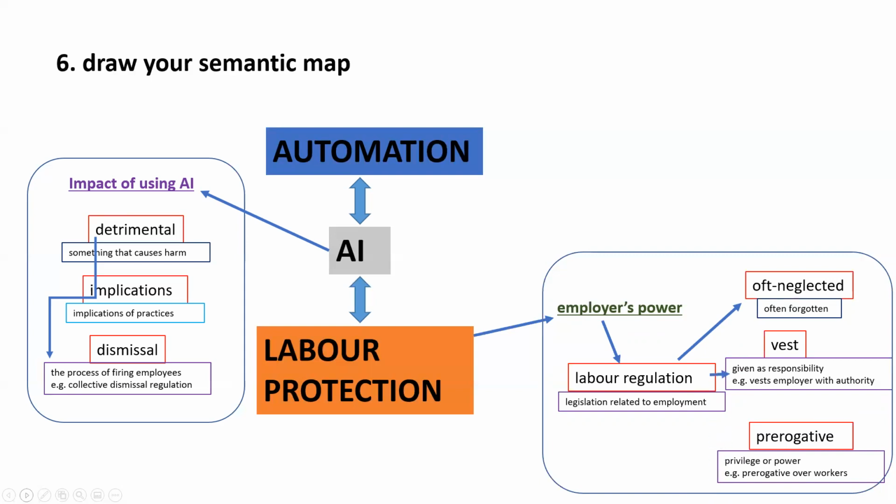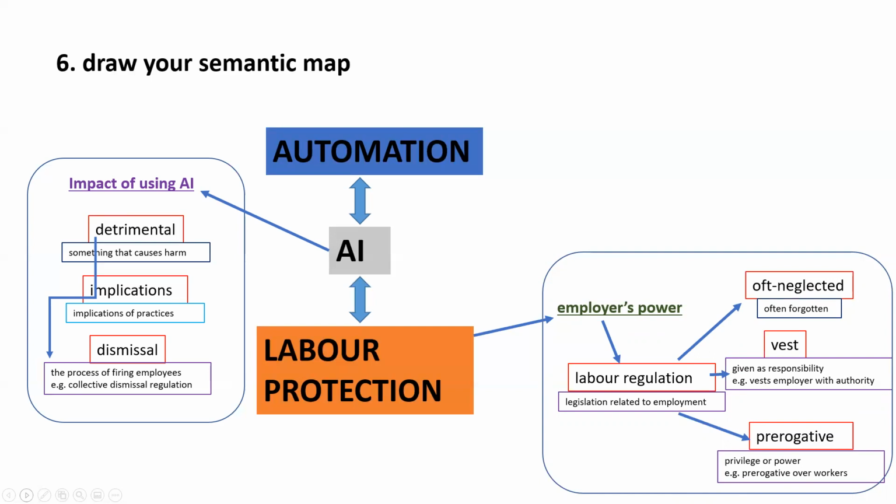And if you just have a look at the word vest, then basically it has no connection to labor regulation and labor protection. But if you remember it from the context, and that's why I wanted to use the context here, then it's clear what the connection is, that labor regulation vests employer with authority. And then we have this prerogative that is the privilege of the employer and the power of the employer over the workers that also should be regulated by labor regulation.